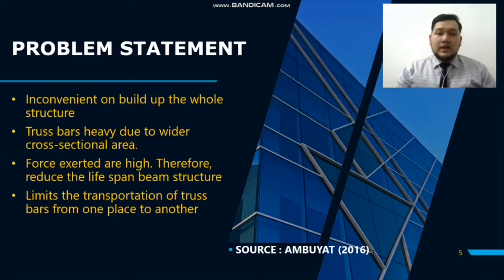Problem statement. An architect and engineer have seen that there are difficulties and inconvenience for their workers in building up the whole structure, especially frame buildings. To construct the frame building, they need a truss bar. The truss bar is very heavy due to the wider cross-sectional area. Because the cross-sectional area is wider, the force exerted itself is very high. Therefore, it reduces the lifespan of the beam structure. Besides that, it also limits the transportation of truss bar from one place to another.